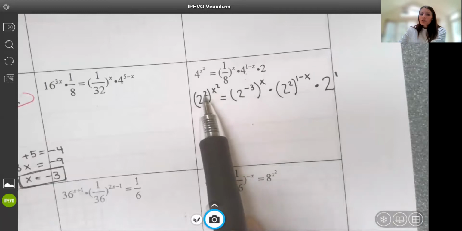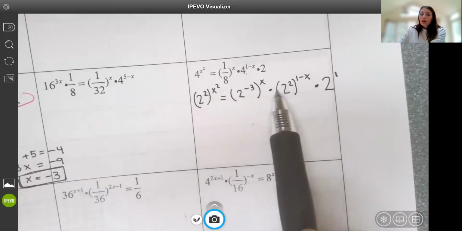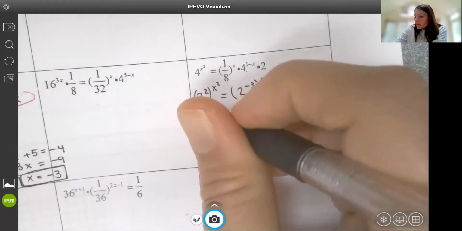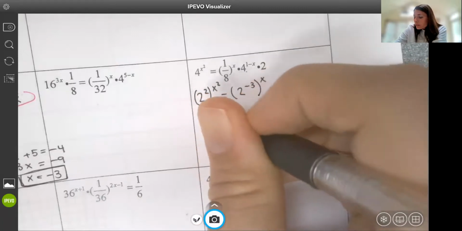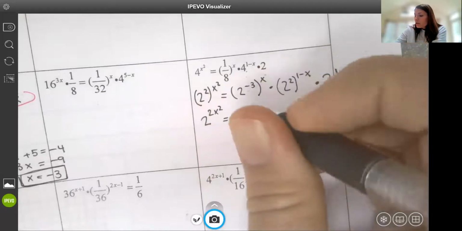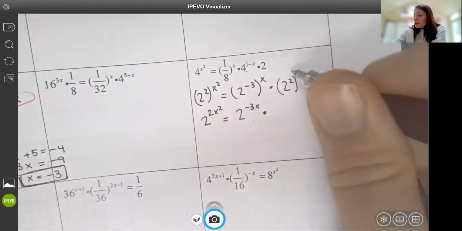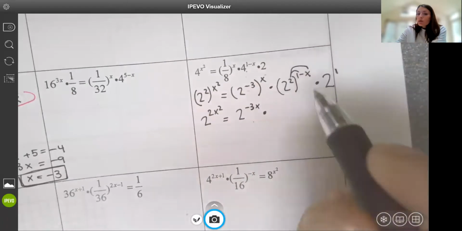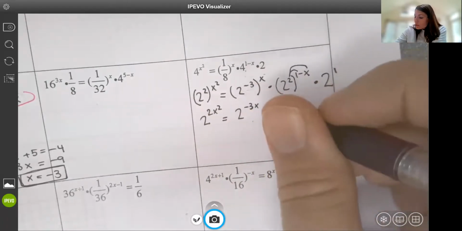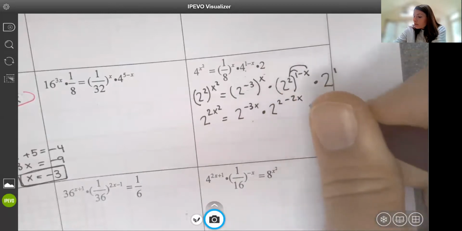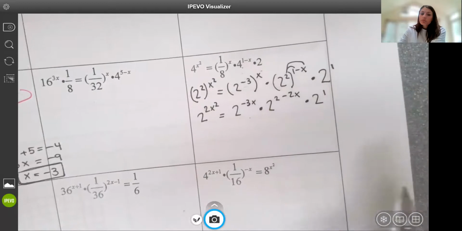Now, properties of exponents, so start with our multiplication, right? Power to a power, multiply. This is going to become 2 to the 2x squared, multiplying -3 and x, 2 to the -3x, times, here I need to distribute that 2 through. So times 2 to the 2 minus 2x, times 2 to the 1st.